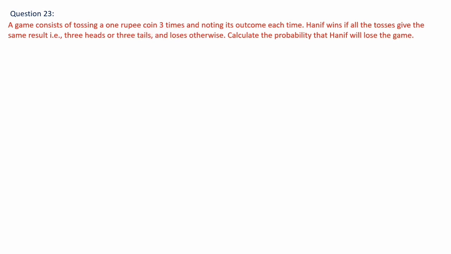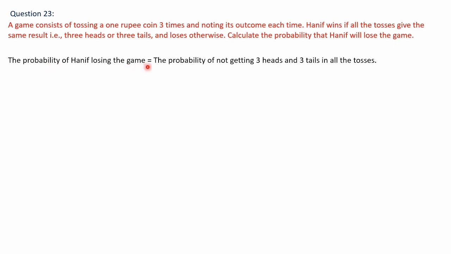So he is considered as a winner if he gets 3 tails or 3 heads. If something else comes, means if mixed up like 2 heads and 1 tail, then we can say that he will lose the game. So here we have to find out the probability that Hanif will lose the game. So here Hanif is losing the game means probability of not getting 3 heads or 3 tails in all the 3 tosses. In all the 3 tosses he should get different things.